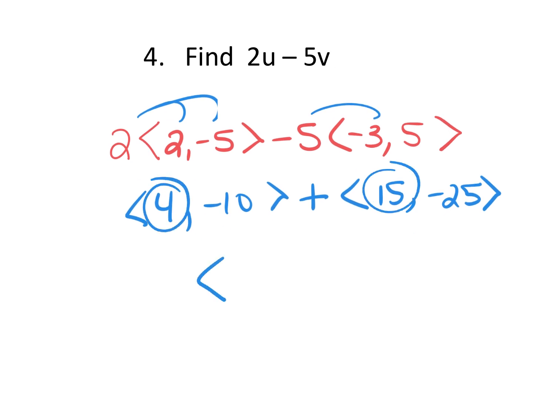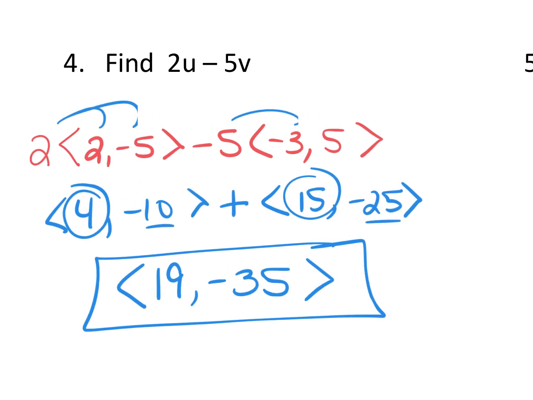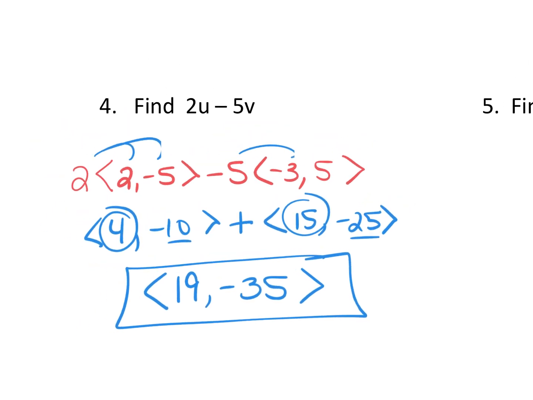So what is 4 plus 15? 19. What is -10 minus 25? -35. And there is your answer. If you were then asked to find the magnitude, you would square 19, square -35, add them together, take the square root. But once you're in vector form, it's easy to find the magnitude.